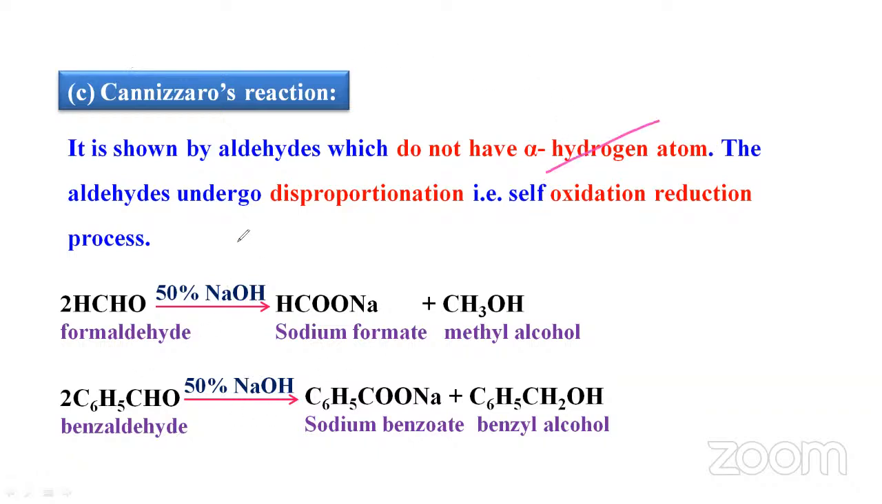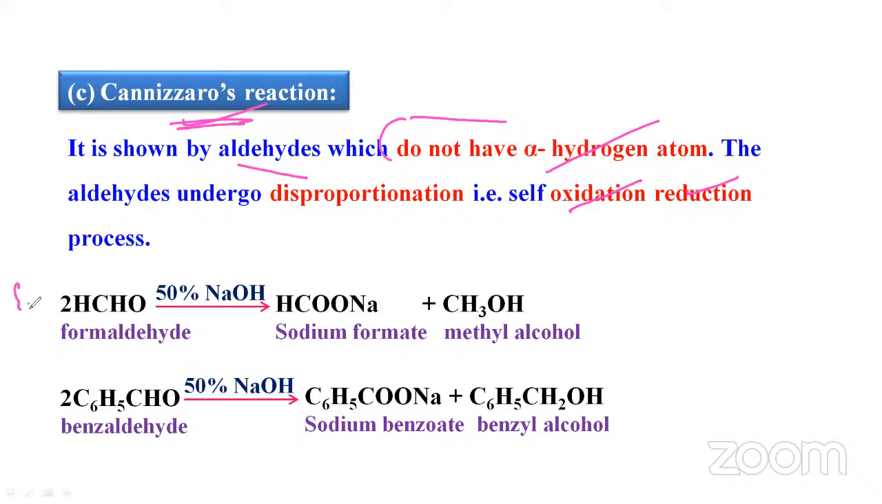The aldehydes undergo disproportionation. What do you mean by disproportionation? It undergoes a self-oxidation and reduction process. So the Cannizzaro reaction is shown by aldehydes, and the criterion is that they do not have an alpha hydrogen atom and they undergo self-oxidation and reduction. A Cannizzaro reaction takes place like this.